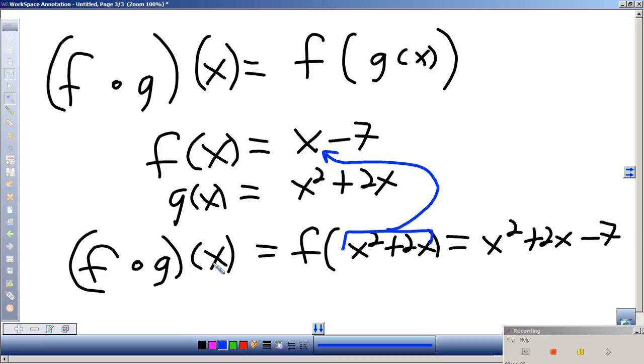Remember, when we see f of x, what does f of x mean? Or f of 2, what do we do with the 2? We put in 2 minus 7, right? So this means we're taking this whole unit and putting it in there. Instead of 2, we're putting all of that.